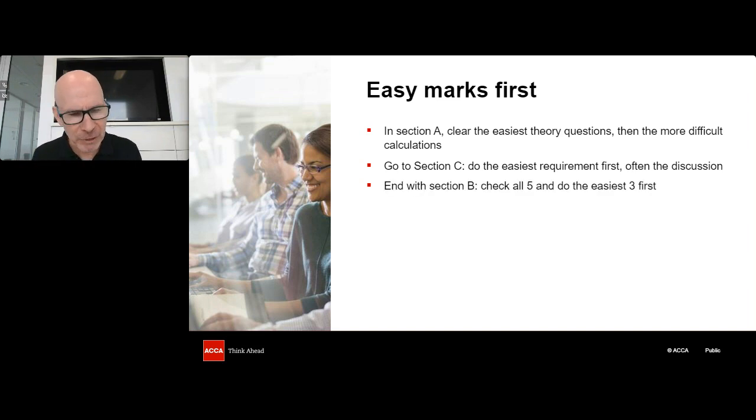End with section B, do the easiest three. You're not going to finish all of them in section B, so just accept that, okay? Easy marks first. Last 10 minutes, clean everything up.